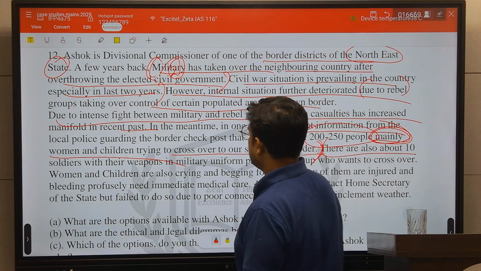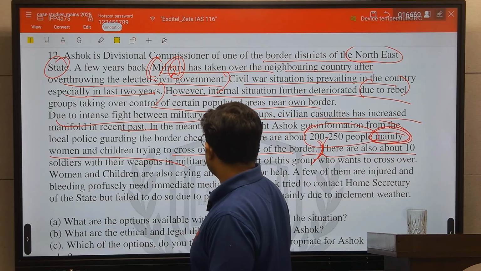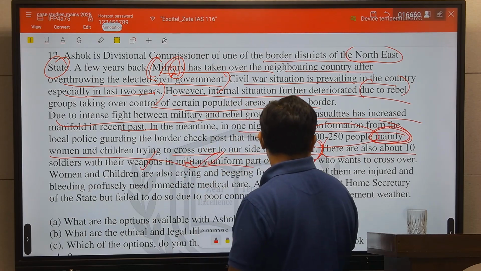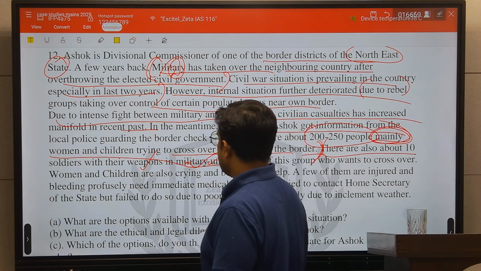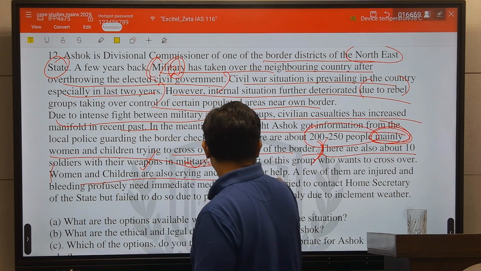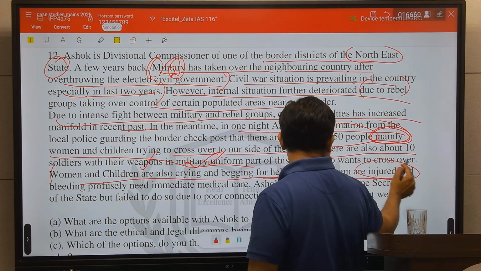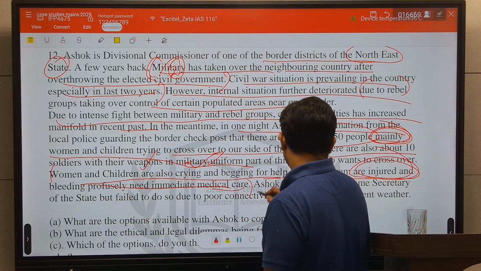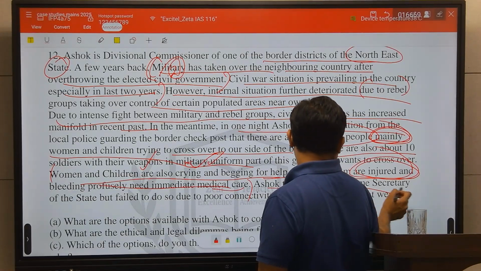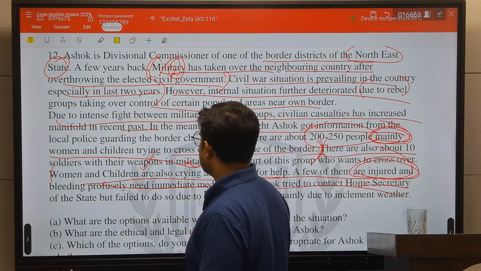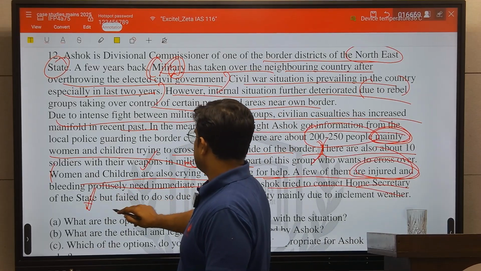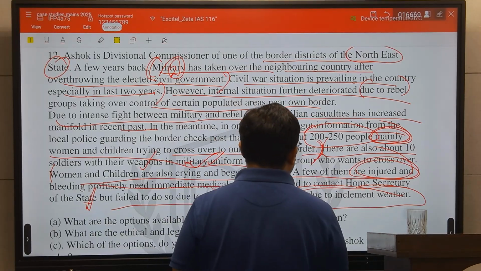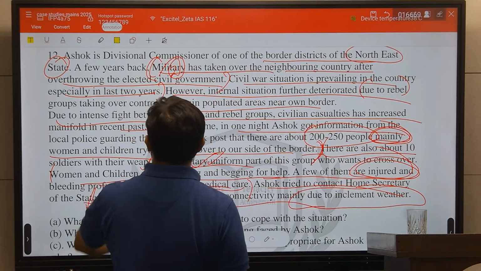There are also about 10 soldiers with their weapons and military uniform. Weapons are there, part of the group who wants to cross over. Women and children are crying, begging for help. Few of them are injured. Okay, bleeding profusely, need immediate medical care. Ashok tried to contact the Home Secretary of the state, but failed to do so due to poor connectivity, mainly due to inclement weather. Okay.